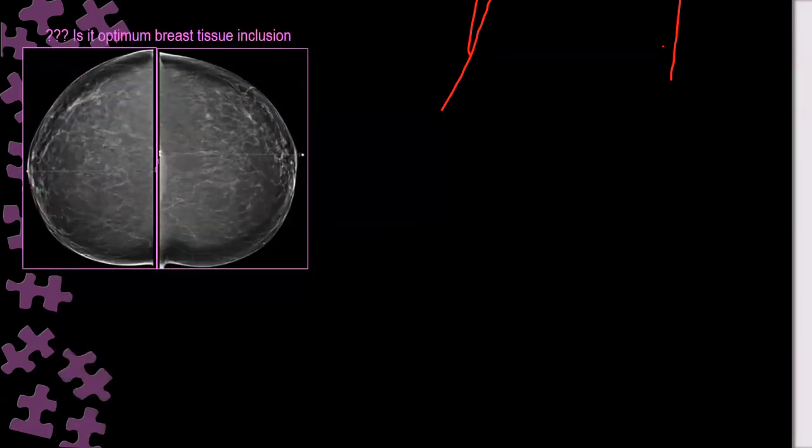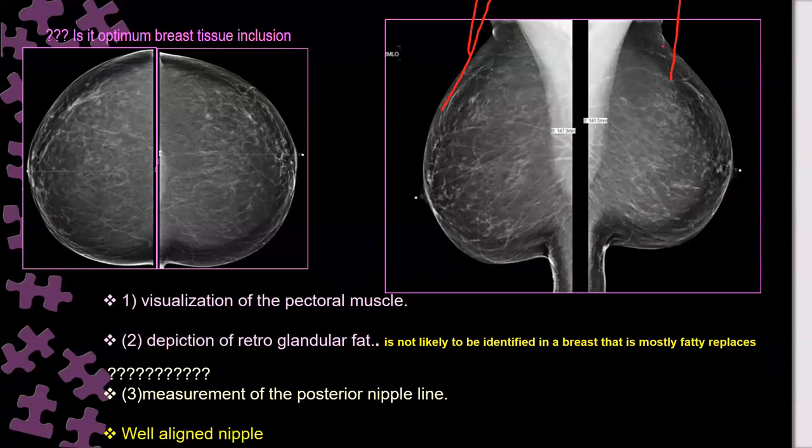I don't understand this part about measuring with the posterior nipple line. If the breast is completely fatty, how do I evaluate it when I could not see the pectoralis muscle? How can I rely on the posterior nipple line? Yes, here I will go for the posterior nipple line. Can you tell me in this case? Okay, the posterior nipple line, tell me.